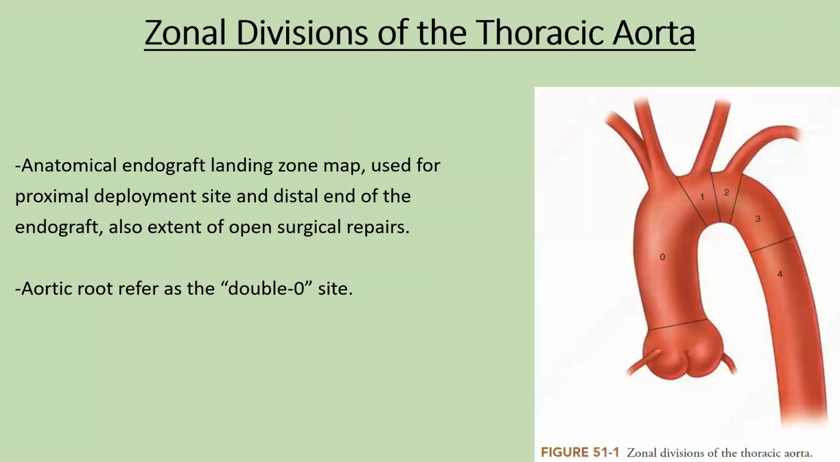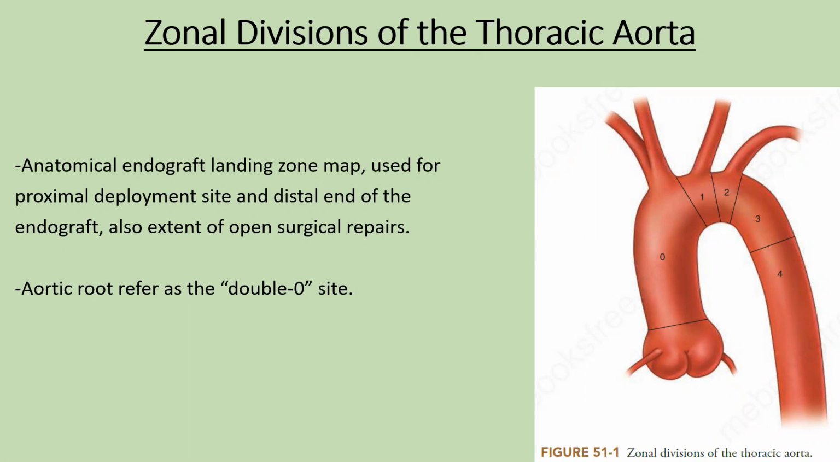First of all, I'll talk about the zonal division of the thoracic aorta, in order to facilitate international correspondence and provide a clinically more useful system with regard to anatomical identification of the thoracic aorta. An anatomical endograft landing zone map was advocated at the first International Summit of Thoracic Aortic Endograft in Tokyo in 2001. We'll use this landing zone map to classify not only the proximal deployment site of the endograft, but also the extent of the open surgical repair.